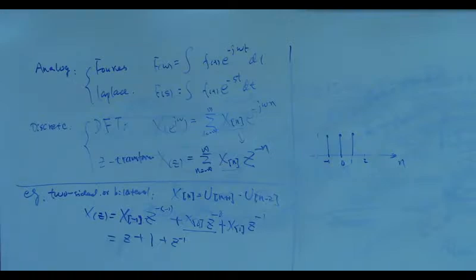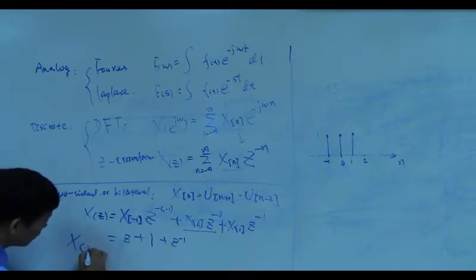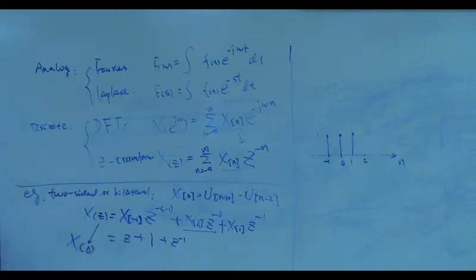But we still need to consider the region that makes this exist. How about z equals 0? Let me ask this. What is X(0)? That is capital X, the z transform, when z equals 0. What is X(0)?